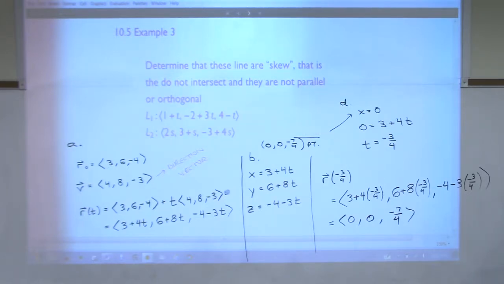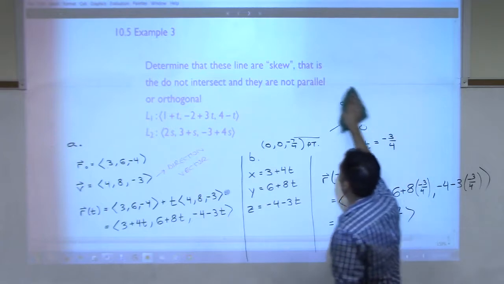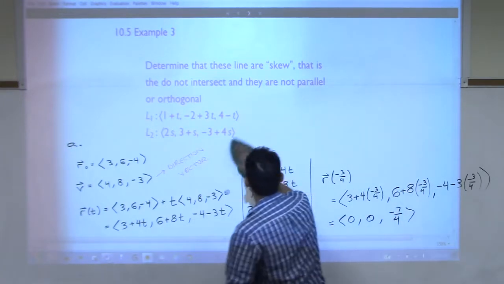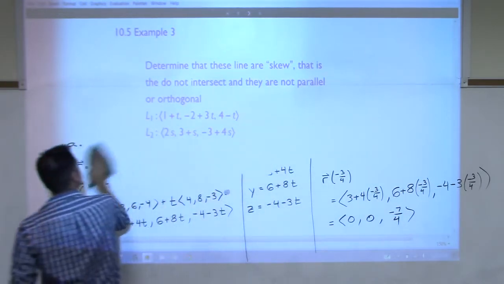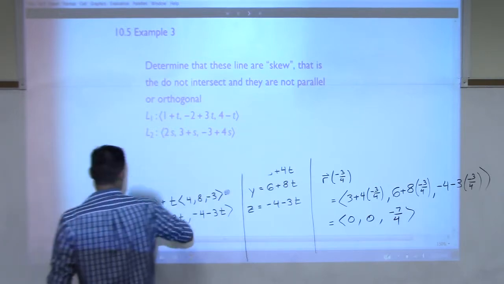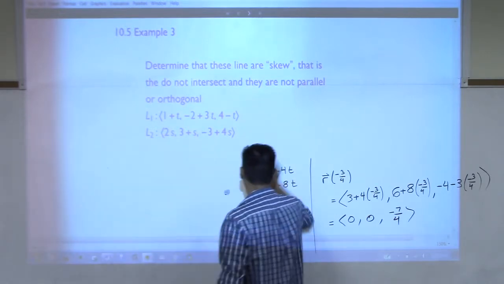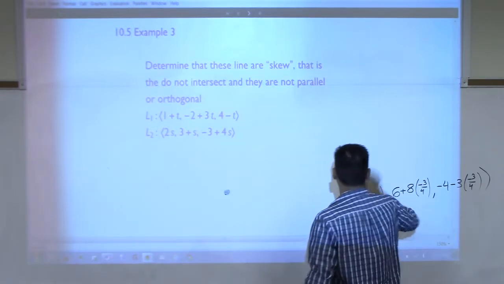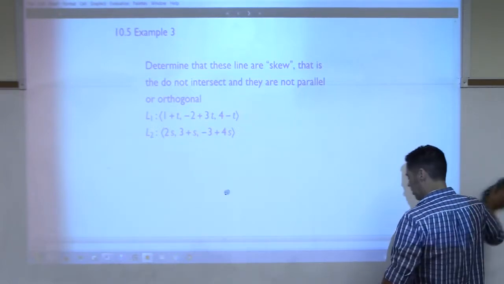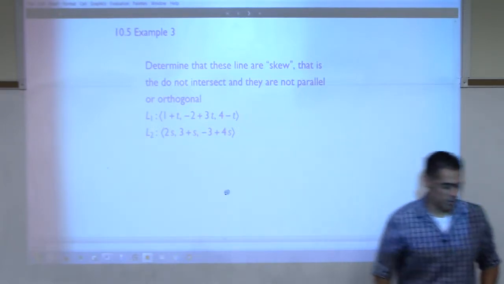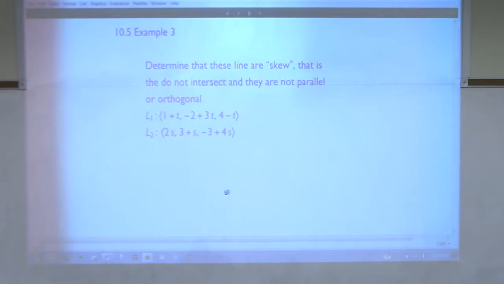All right, determine that these lines are skew. So I give you some lines here, and I want us to determine that they're skew lines. And what does it mean to be skew? We need to know that before we can show that two lines are skew. We have to know what that means.